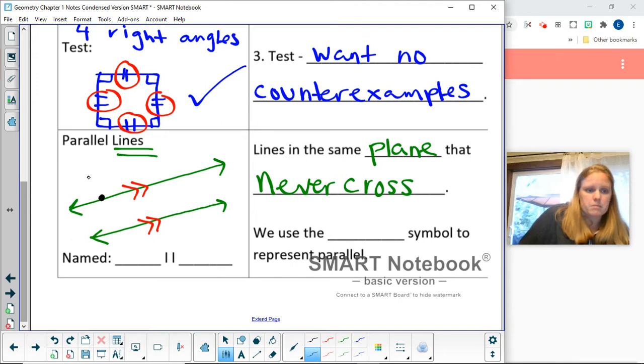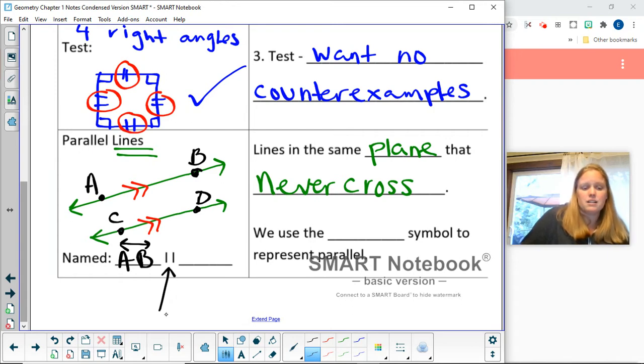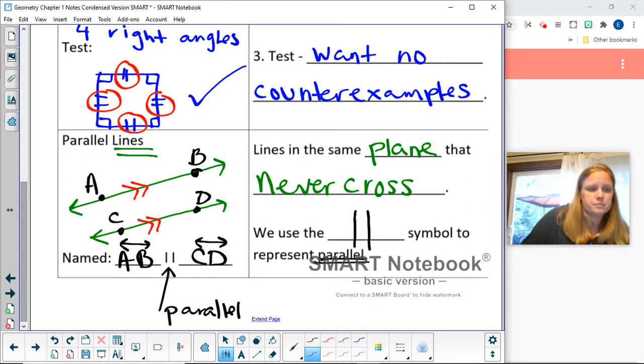All right, now I'm going to name these 2 lines. So we'll call this one AB, and this one CD. And here we have line AB, the little line symbol above it. And then we have these 2 bars, and those 2 bars in a geometric sentence means parallel. So line AB is parallel to line CD. And again, those 2 vertical bars is the symbol to represent parallel.